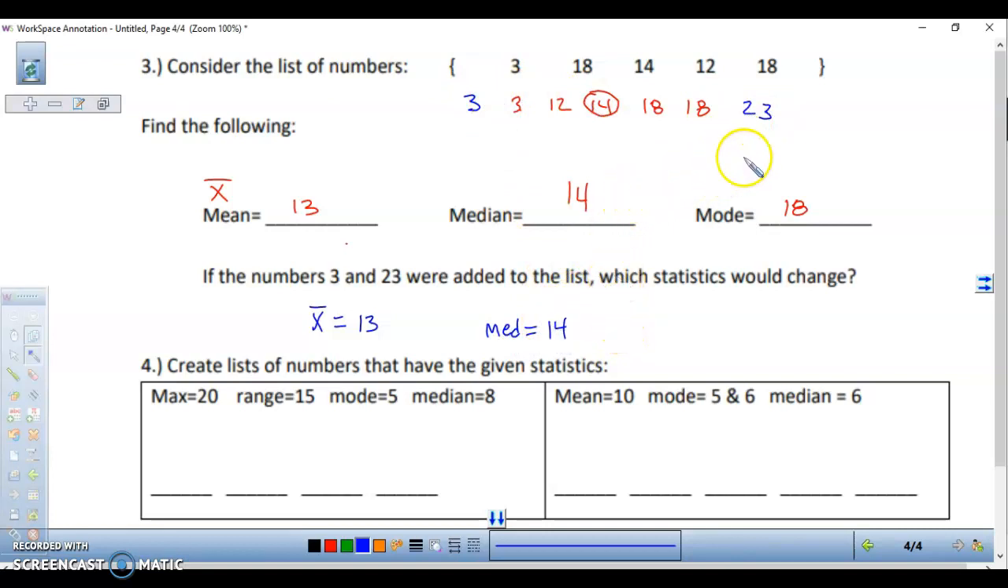But what changes is the mode. The mode of the original data set was 18. But now this is bimodal, or has more than one mode. It has 2 modes. The mode is 3 and 18. So what would change would be the mode, nothing else.